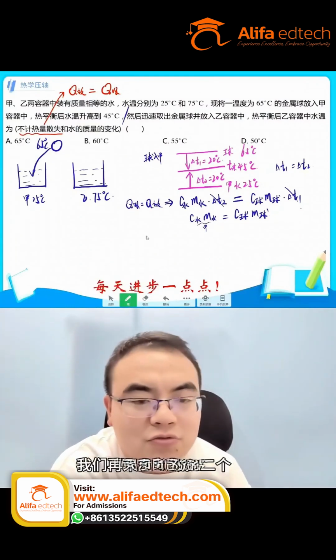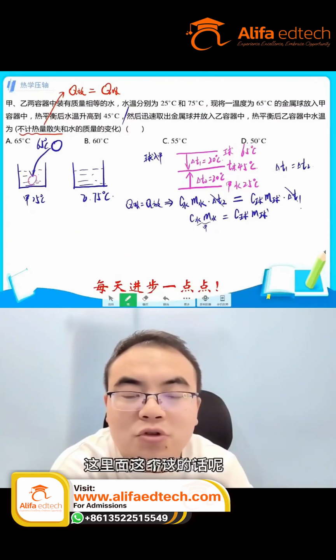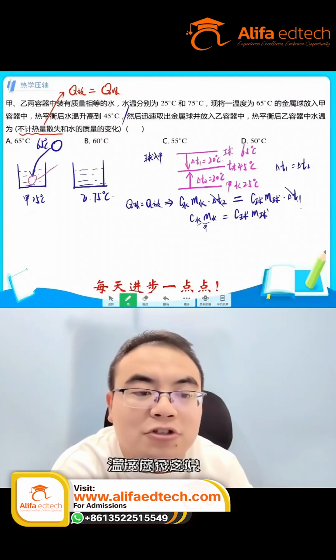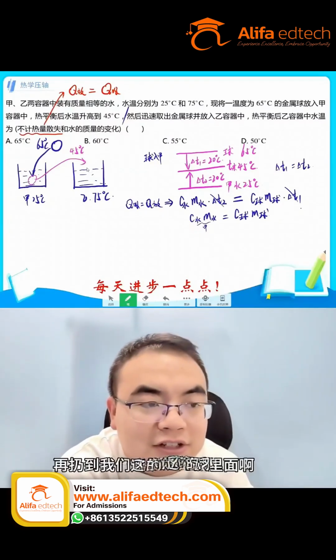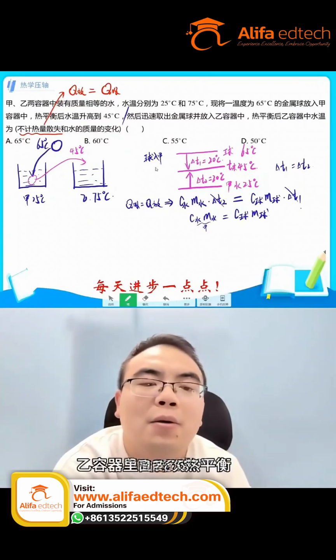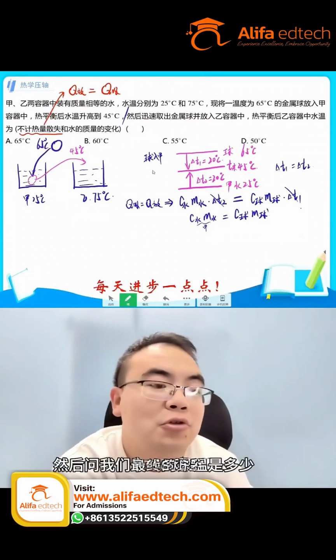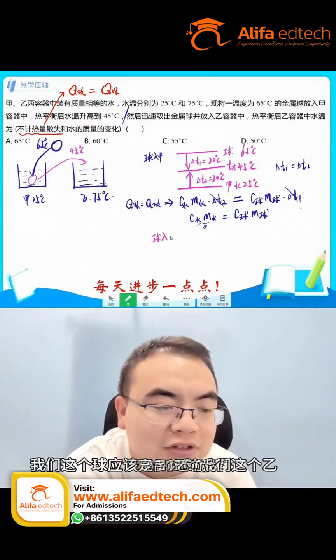Okay, after we've got that, let's look at the second part. It says that after reaching thermal equilibrium, the ball inside here should have a temperature of 45 degrees Celsius. Then, this ball at 45 degrees Celsius is thrown into our container, for another round of thermal equilibrium. And we're asked what the final equilibrium temperature is. So at this point, our ball should be put into our container.